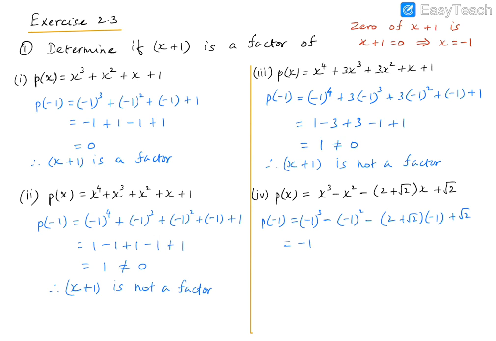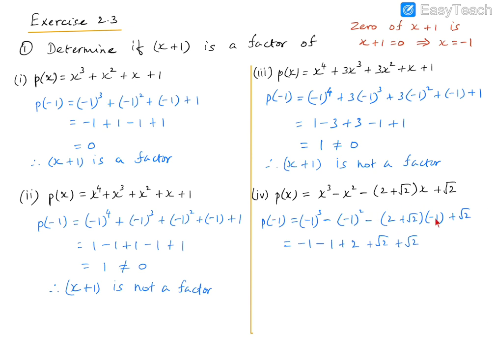So -1 cube is -1, minus -1 square will be +1, so that will be 1 as it is. So this part we can multiply the 2 with the -1, so -2 into -1 will give us +2, so that's +2. And then we can multiply the -√2 with the -1, so -√2 into -1 will be +√2. Plus root 2 plus root 2. The last term is plus root 2.